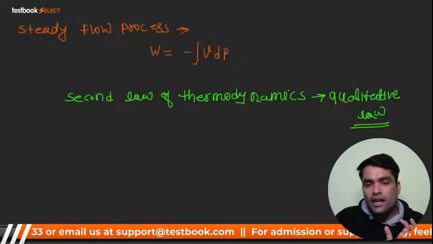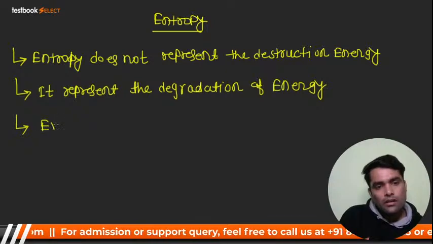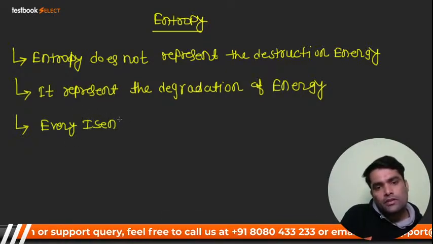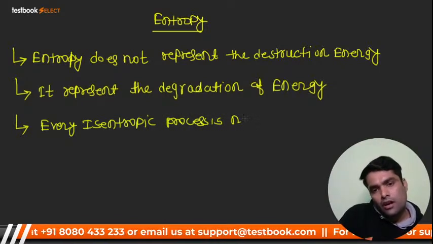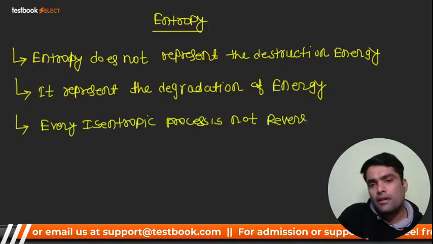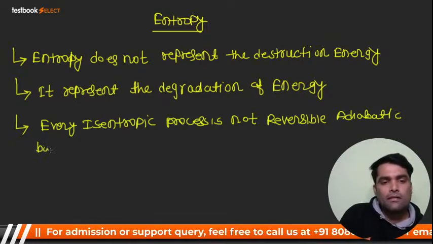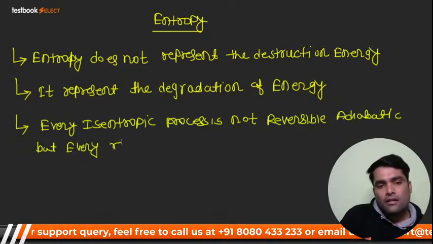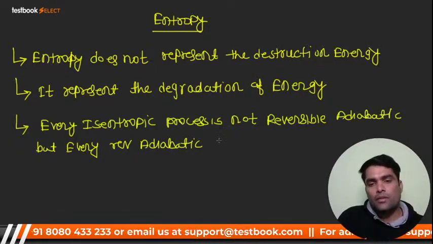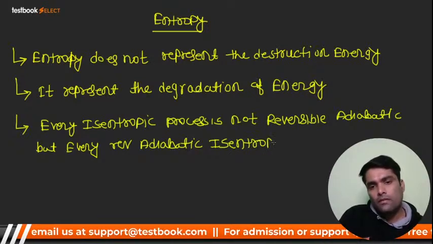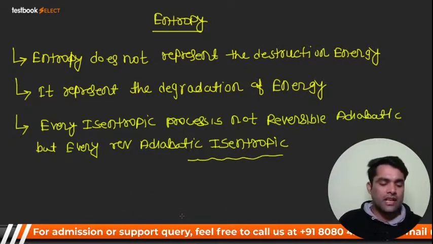So, my dear, what conclusion have we drawn here? Can I add one more point? Every isentropic process is not necessarily reversible adiabatic. But every reversible adiabatic process is isentropic. Okay, so guys, this is all about entropy. This is the total analysis about entropy that I have provided you.